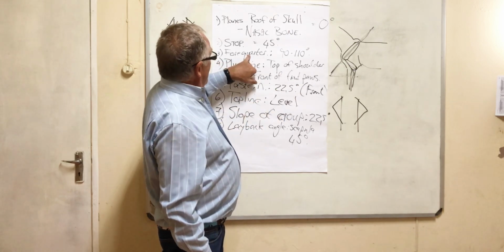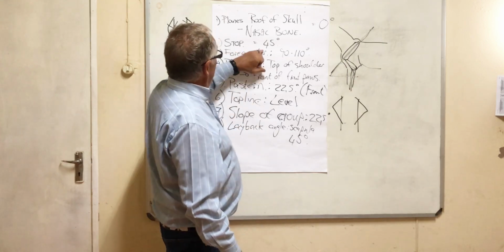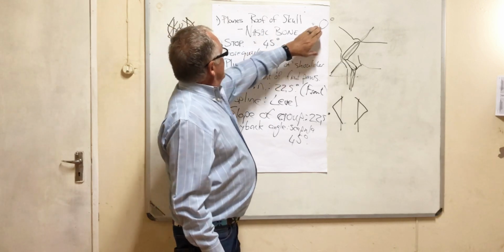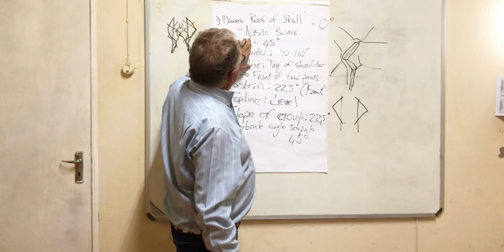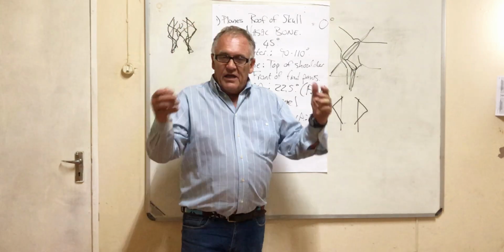Okay. The forequarter, 90 to 110 degrees. We discussed the forequarter and the hindquarter. The stop, 45 degrees. The planes of the roof of the skull and the nasal bone, 0. They must be on the same plane. Okay, that's angulation again for you.